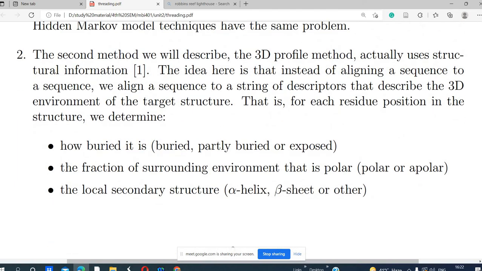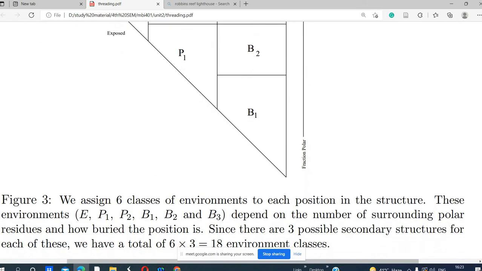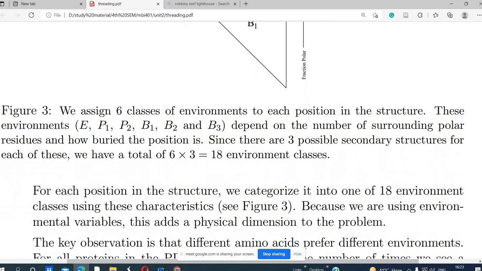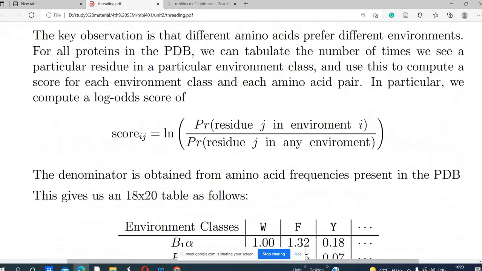The second method is based on the profile, meaning the sequence is aligned with a descriptor, not with a sequence. The one sequence and the known sequence are aligned with the descriptors of the other sequence. In this profile method we have six classes, and 6 is multiplied by 3 protein structure types like alpha, beta and loop. So 6 multiplied by 3, there are a total of 18 environment classes. This is the formula.